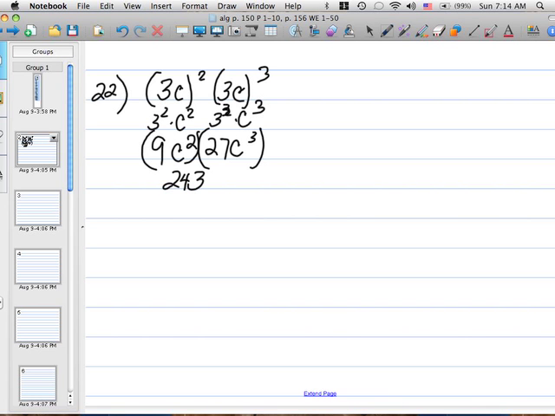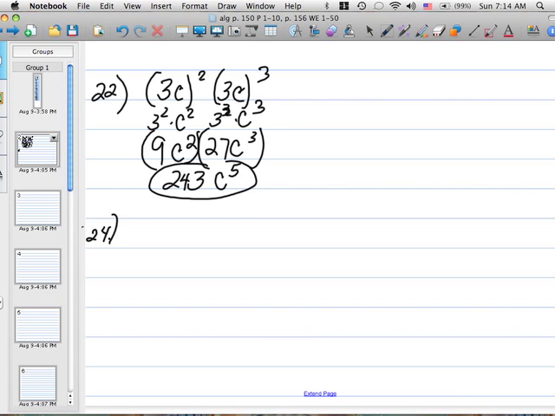Now here, be careful. C squared times c to the 3rd. We're multiplying two powers together. So this is where we just add the exponents. I have 2 c's here, 3 here, so it's c to the 5th. So all the rules have been used here. Power of a product, and then multiplying two powers together.